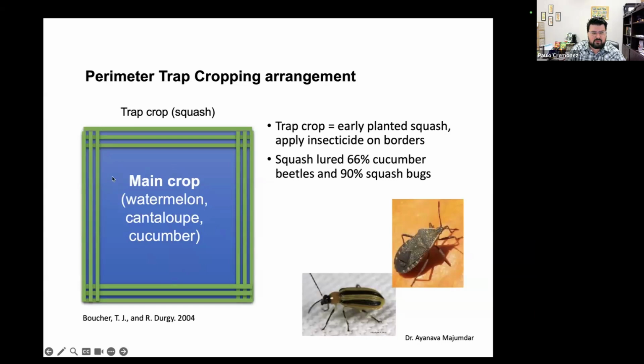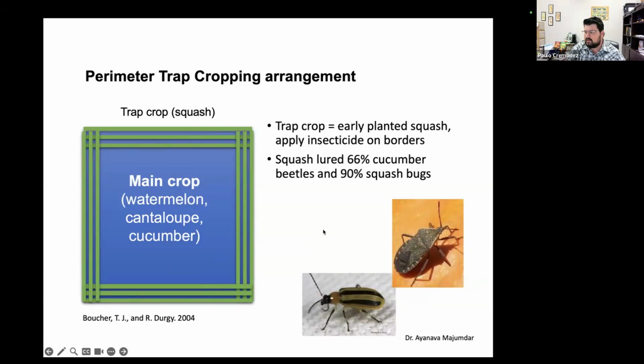But here you have the main crop over here. You have your perimeter trap crop in here that can be early planted, and you can apply insecticide in this area. So this is a report by Dr. A. Squash lured 66% of cucumber beetles and up to 90% of squash bugs away from the main crop production. So it is highly effective, and it can also be successful for the squash vine borer.